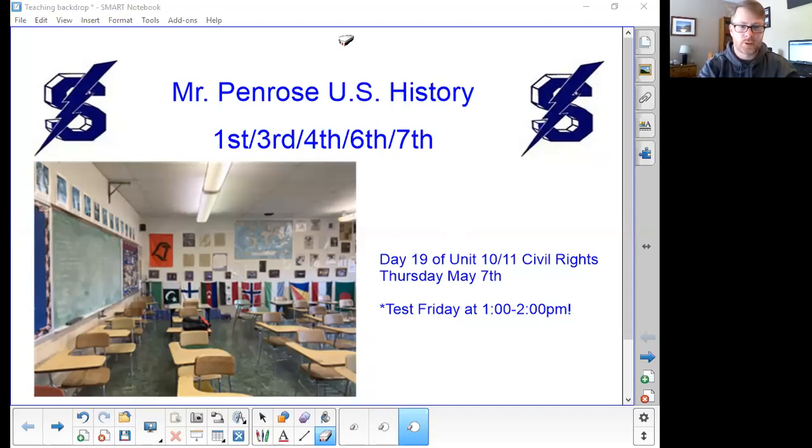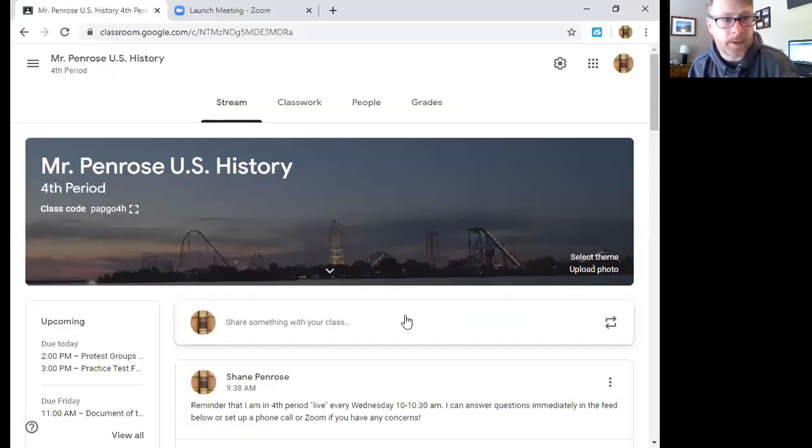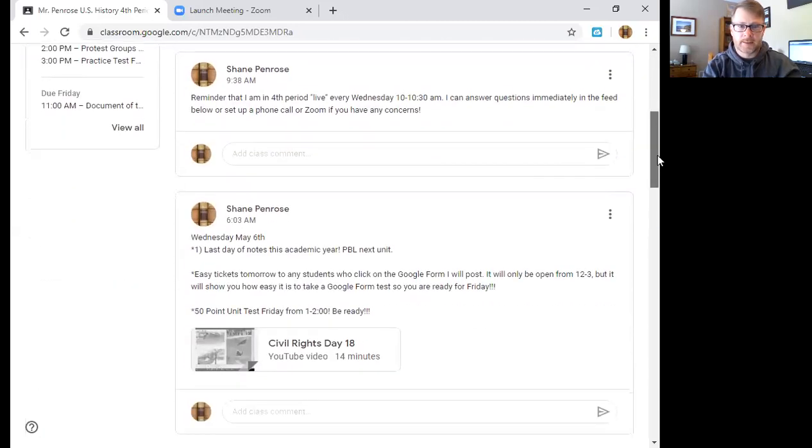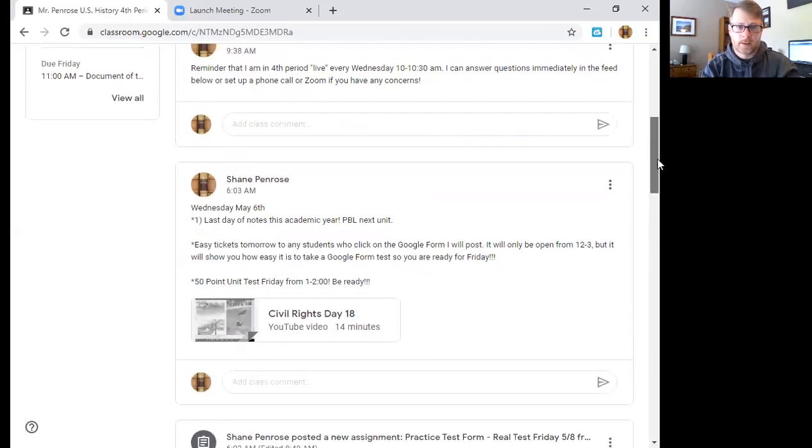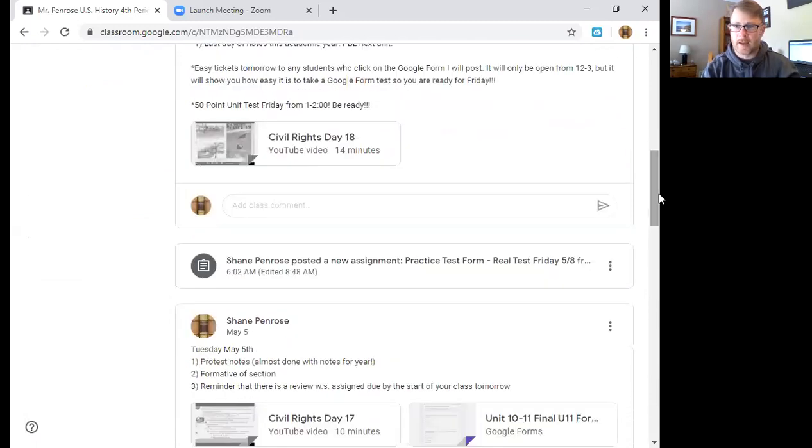All right, I want to show you first off how to get to your test. I'm showing you the top of the fourth period's class. I explained back in the third quarter, right when we opened up the Google Classrooms, that every class has its own unique photo at the top. This one happens to just be Cedar Point at night. But anyway, I'm in fourth period class, and I had set up on Wednesday a practice test form.